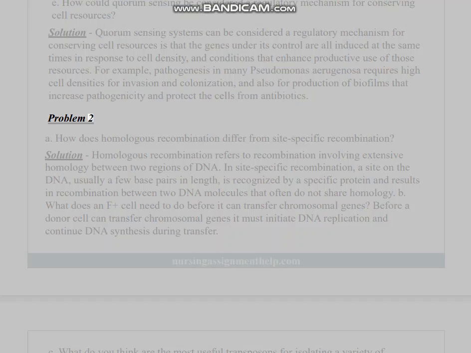Problem 2. How does homologous recombination differ from site-specific recombination? Solution: homologous recombination refers to recombination involving extensive homology between two regions of DNA. In site-specific recombination, a site on the DNA, usually a few base pairs in length, is recognized by a specific protein and results in recombination between two DNA molecules that often do not share homology. B. What does an F+ cell need to do before it can transfer chromosomal genes? Before a donor cell can transfer chromosomal genes, it must initiate DNA replication and continued DNA synthesis during transfer.